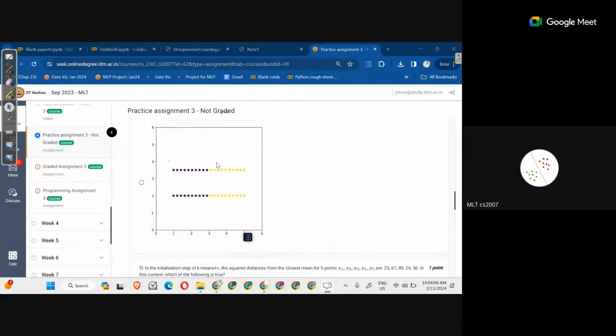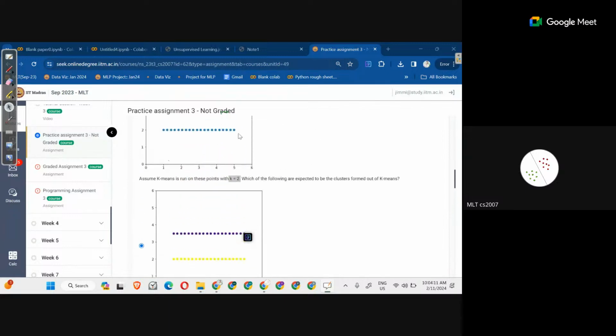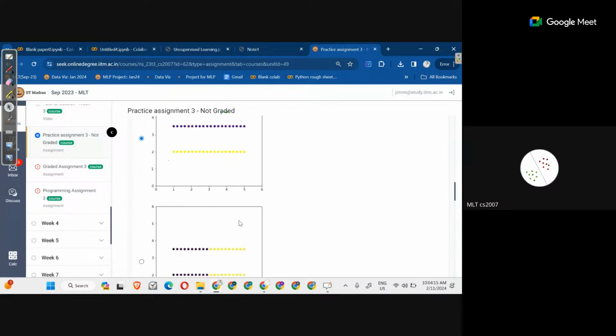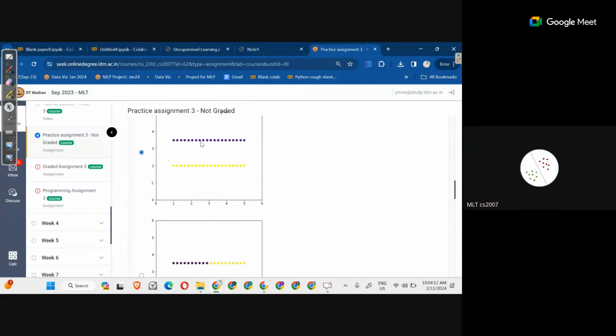Anyways, I'll just write a code and demonstrate how it changes and how we get different shapes by playing with all these things: the distance between these two points, the distance between these two lines, and also by changing the number of data points and initial centroids.